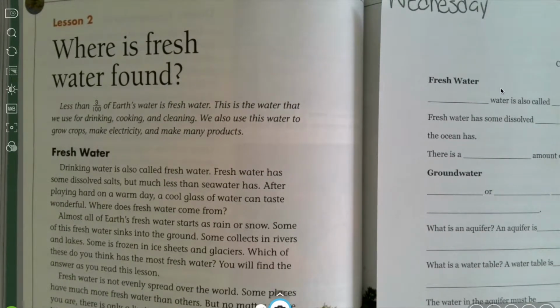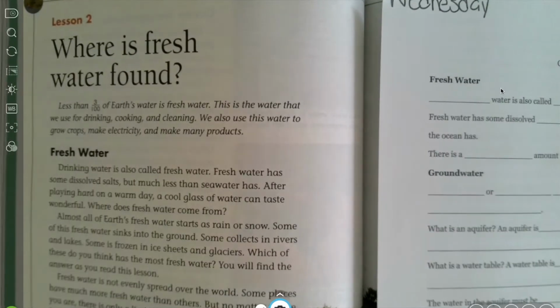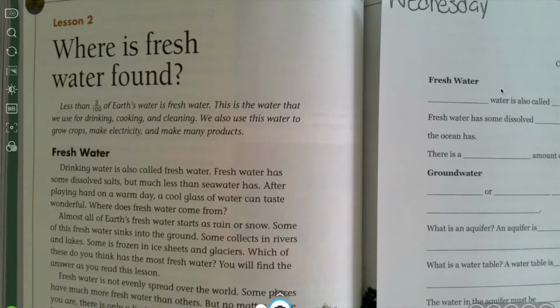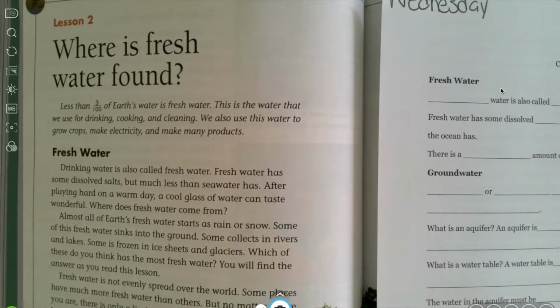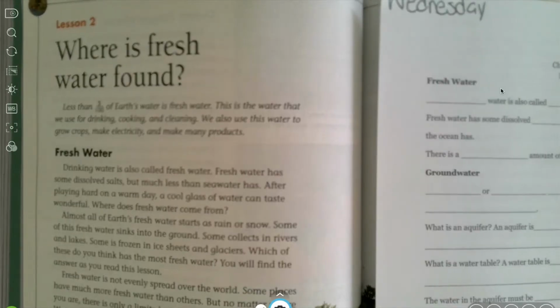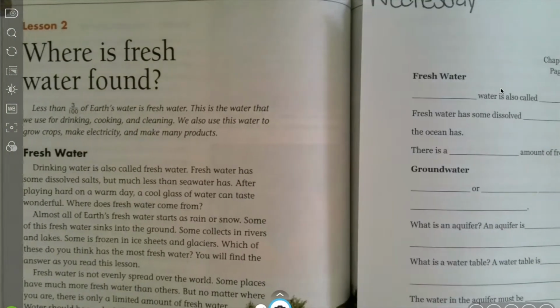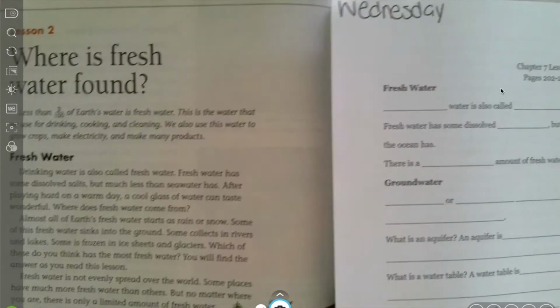Yesterday we looked at where ocean water is found and about salinity. Today we're going to be looking at where is fresh water found. Less than 3/100ths of the Earth's water is fresh water. This is water that we use for drinking, cooking, and cleaning. We also use this water to grow crops, make electricity, and make many products. Drinking water is also called fresh water.